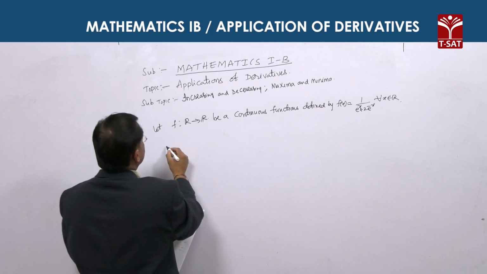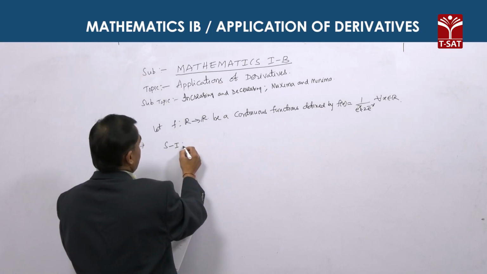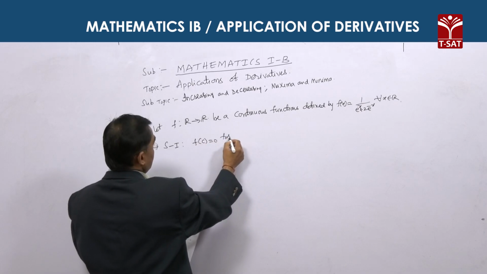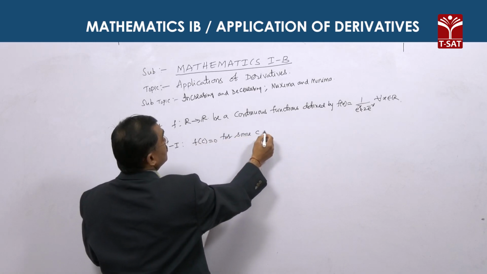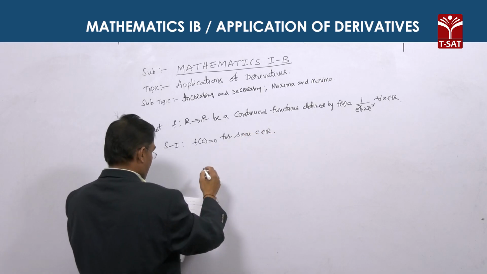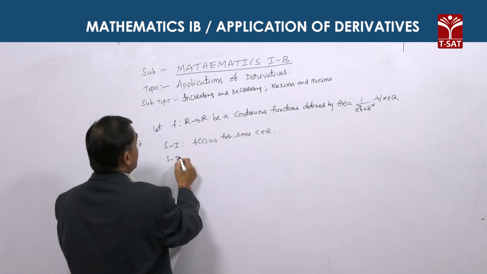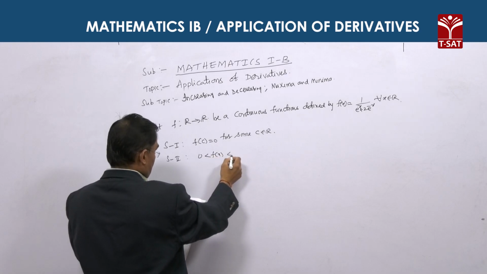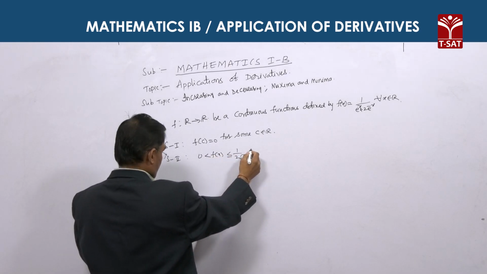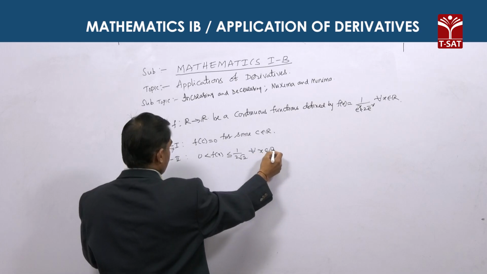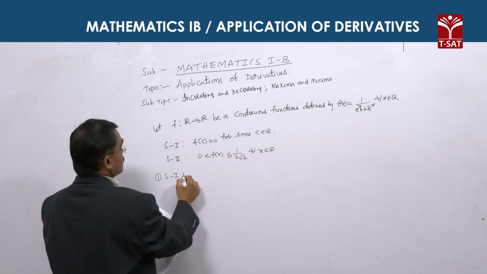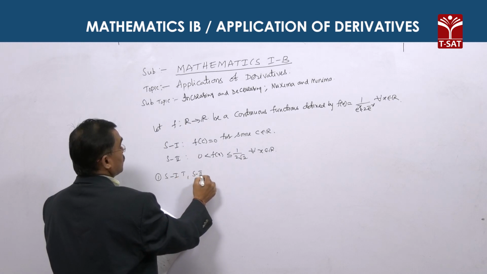Then statement 1 is: f of c is equal to 0 for some c belongs to R. Statement 2 is: 0 less than f of x less than or equal to 1 by 2 root 2 for all x belongs to R. So the first option is: statement 1 is true, statement 2 is also true.